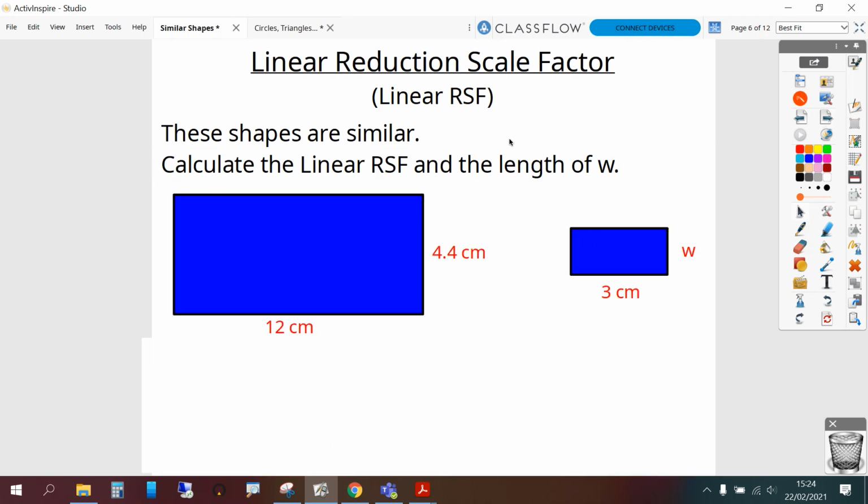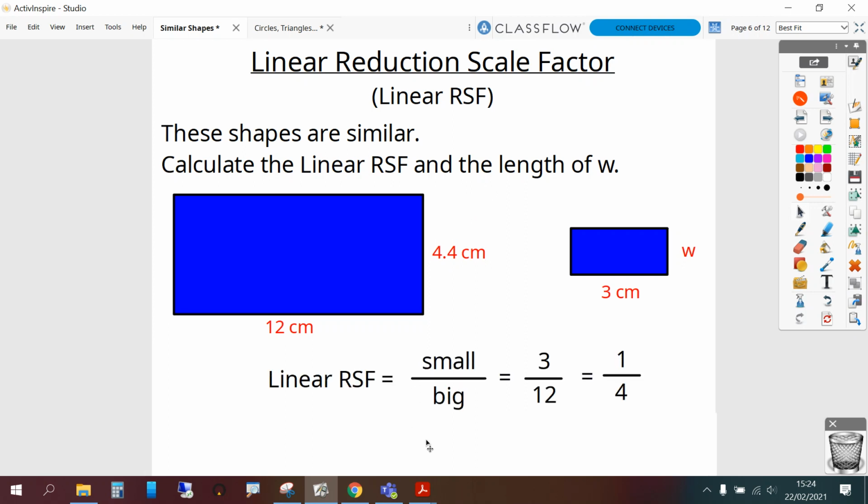A reduction scale factor example. So again, we're told these shapes are similar. Calculate the linear reduction scale factor and the length of w. So corresponding sides this time is 12 and 3, and the other one is 4.4 with w. So we're going for a reduction this time, so it's small over big. So 3 over 12, that's a quarter. So that's saying that the small sides are a quarter of the bigger sides. So a quarter of 4.4, we get 1.1 for w.